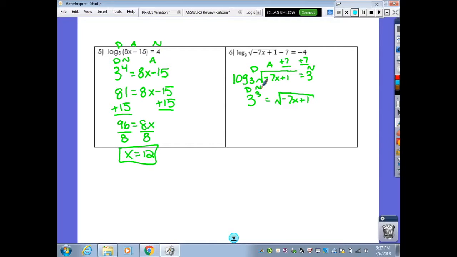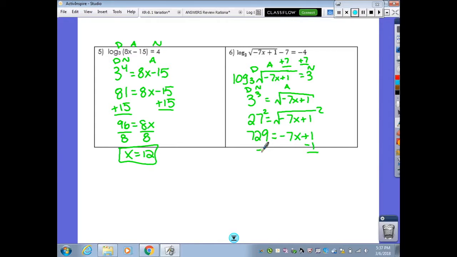This is our DNA. Now we can start to solve. So we have 27 is equal to the radical of negative 7x plus 1. What we're going to have to do is square both sides to get 729 is equal to negative 7x plus 1.